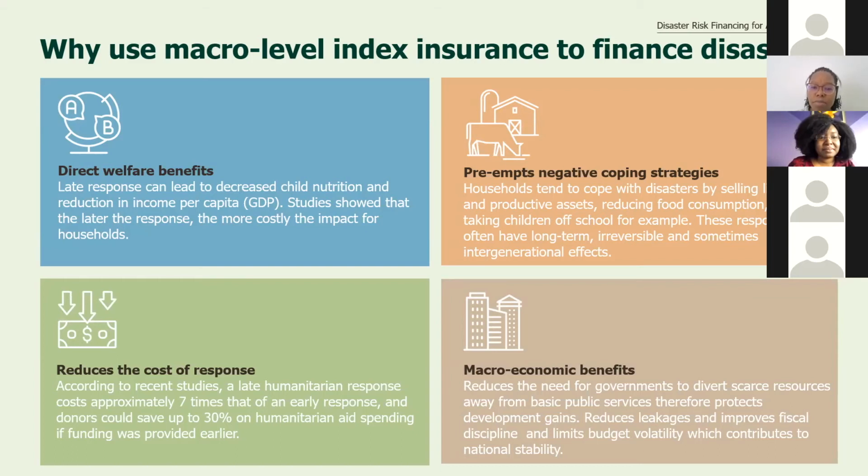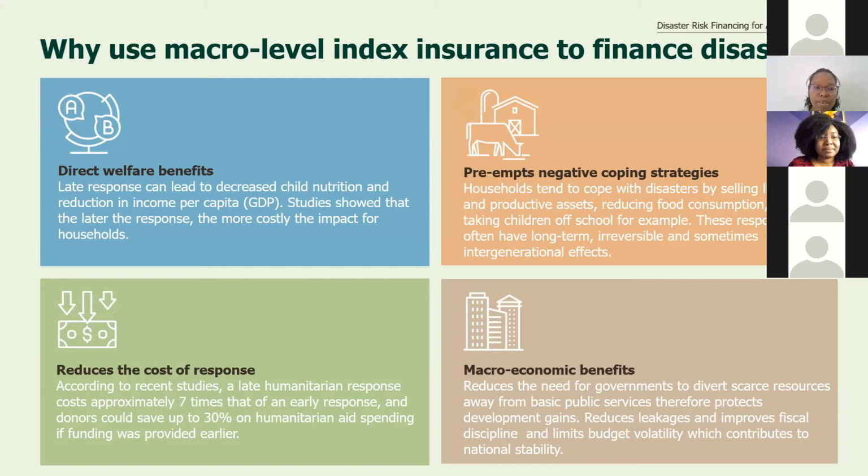Moving on to the bottom right-hand corner, the box there talks about macroeconomic benefits that accrue to government at national level. What macro-level index insurance enables governments to do is to reduce their need to divert resources away from basic public and social services, and therefore this helps to protect any development gains that have already been realized in that country. And because of the insurance mechanism of transparency, pre-arranging finance, and pre-identifying beneficiaries, insurance really does help to reduce leakages in the financial system. It helps to improve financial discipline at the state level, and also it helps to limit budget volatility, which overall, combined, contributes to fostering national stability.